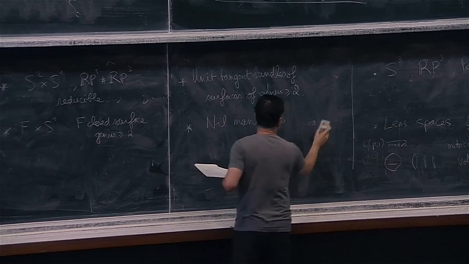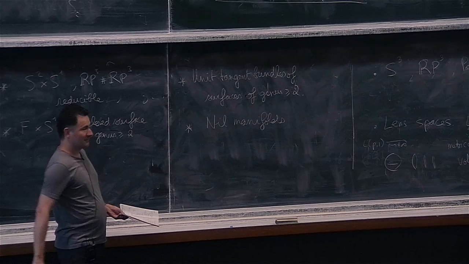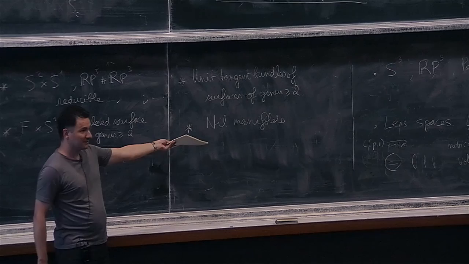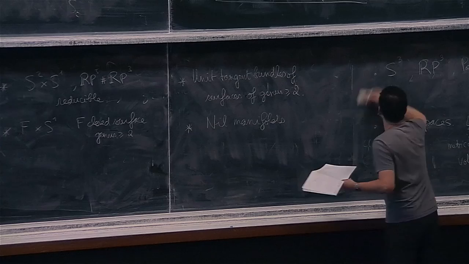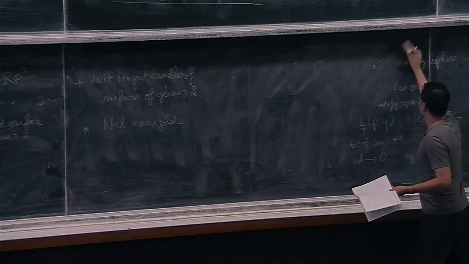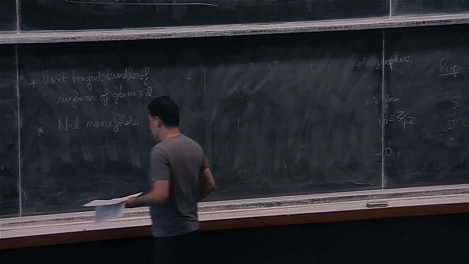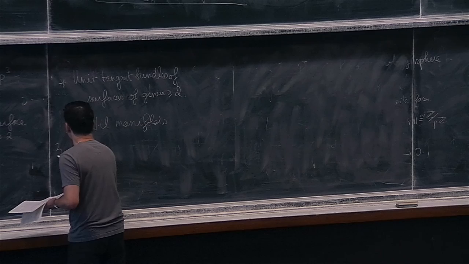I know that Thomas, because he just told me, is going to talk about this maybe tomorrow or even this afternoon. So I'm not going to say too much about this, but I'm going to give a definition and an example because it fits here. So to define a nil manifold, first you define the three-dimensional Heisenberg group.